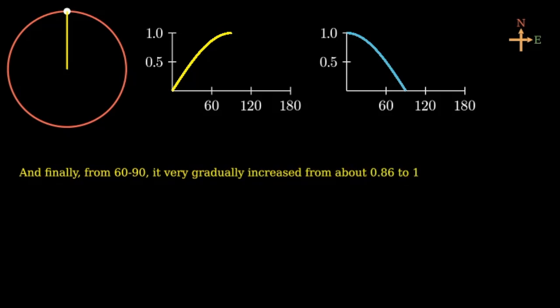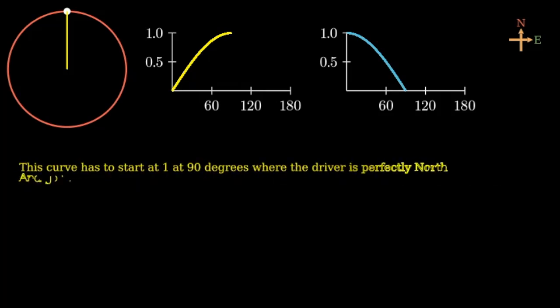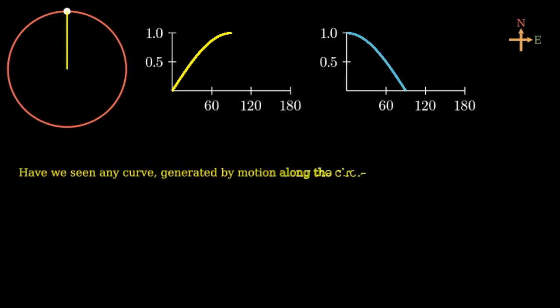Now, we will try and guess what the shape of the sine curve will be from 90 to 180 degrees. This curve has to start at 1 at 90 degrees, where the driver is perfectly north. And then the sine curve has to go to 0 at 180 degrees, where the driver is perfectly west.